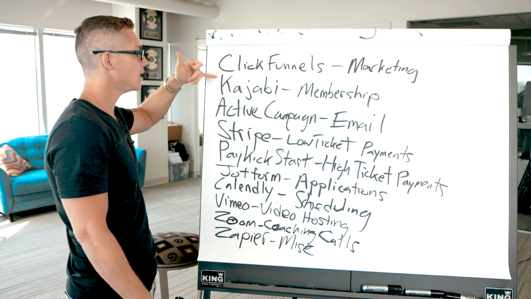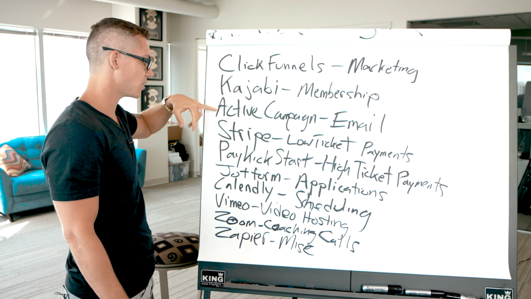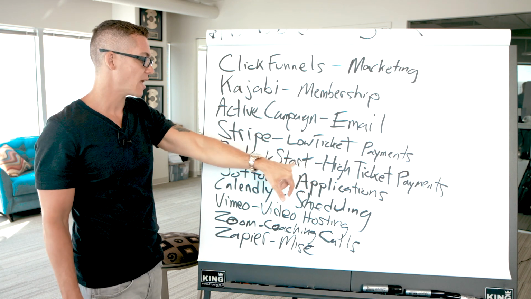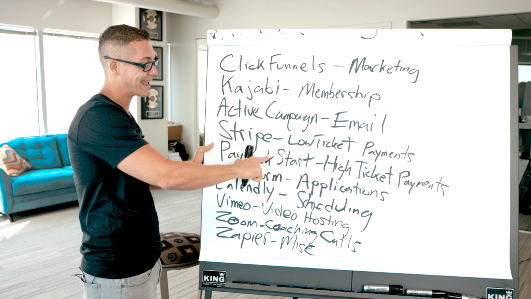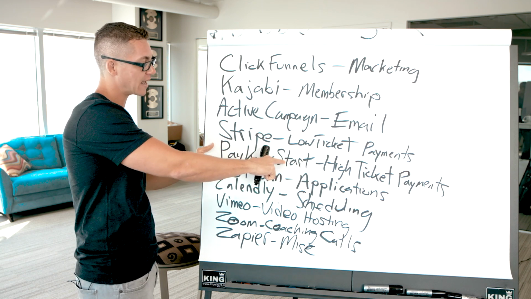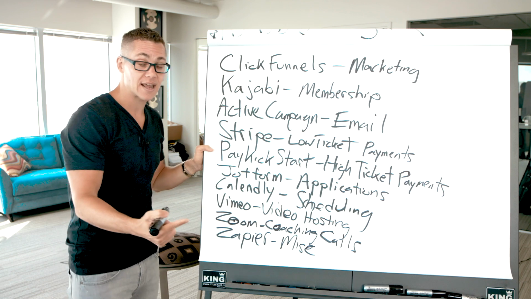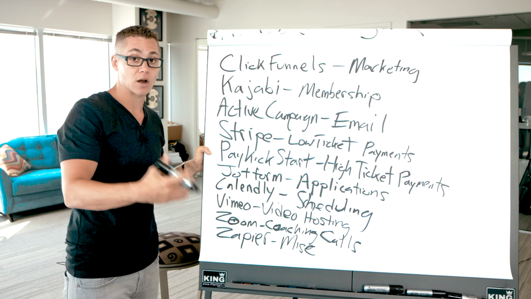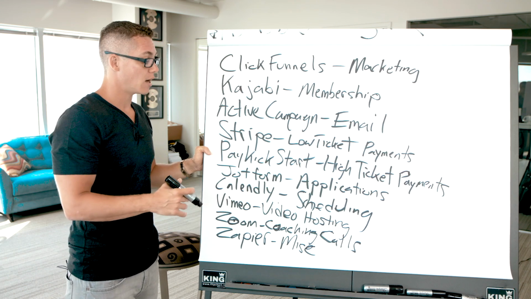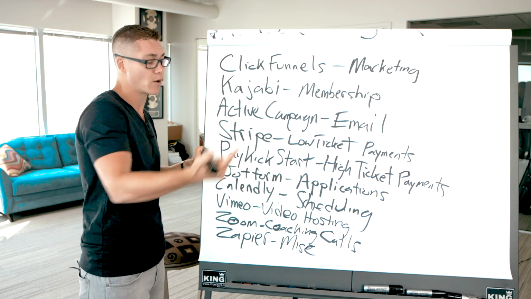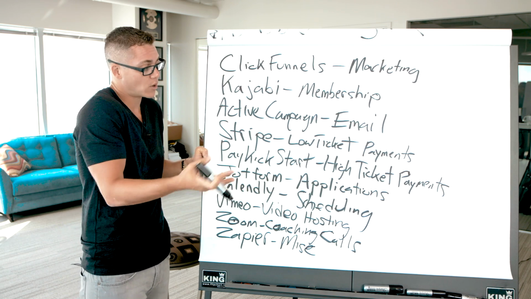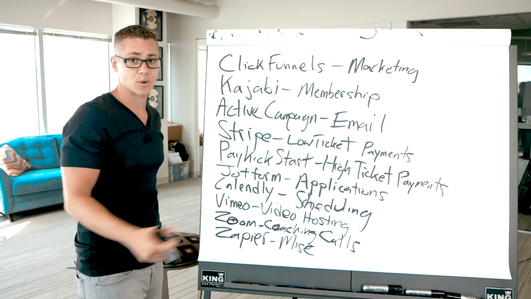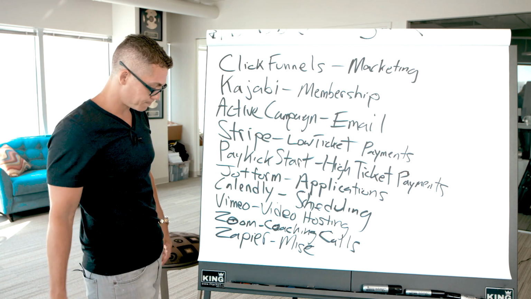So ClickFunnels for marketing, Kajabi for membership, ActiveCampaign for email, Stripe for low ticket payments, Pay Kickstart for high ticket payments. And Pay Kickstart is not a merchant. They can connect to Stripe or they can connect to a real merchant account. We use Authorize.net through our Chase private client merchant account because we pay far less than Stripe. I don't mind paying whatever percentage with low ticket, because whatever, but when I'm processing high ticket payments, I don't want to pay freaking 3%.